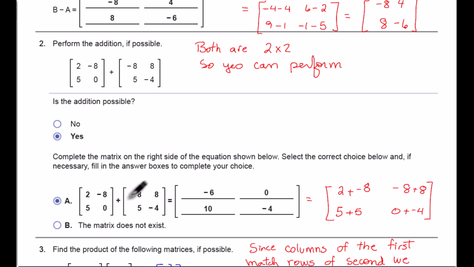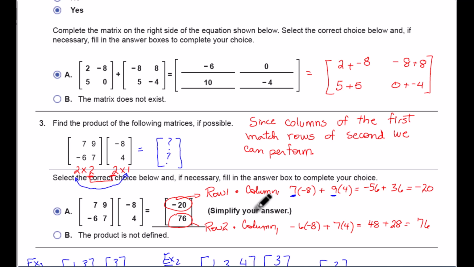2 add a minus 8, yes, that is a minus 6. Minus 8 add 8, that is 0. 5 add 5 is 10. And 0 add minus 4 is minus 4.